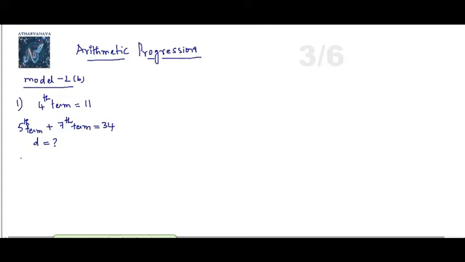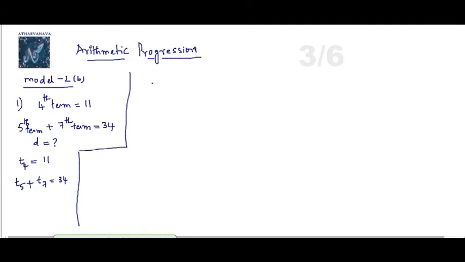Now let us decode the data. We know how to write this as T4 is equal to 11. That's given. And then he said T5 plus T7 is equal to 34. This is the data which is given. Now start solving it.